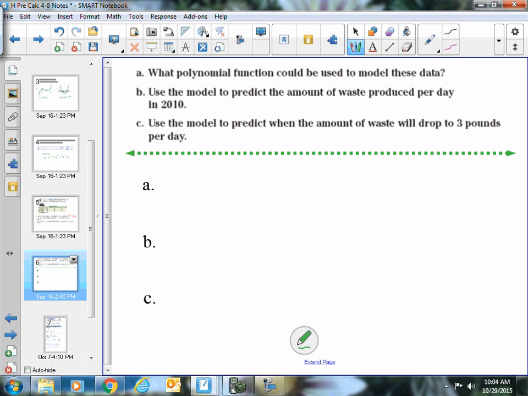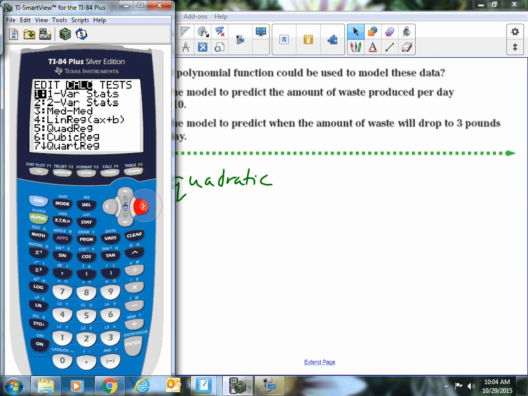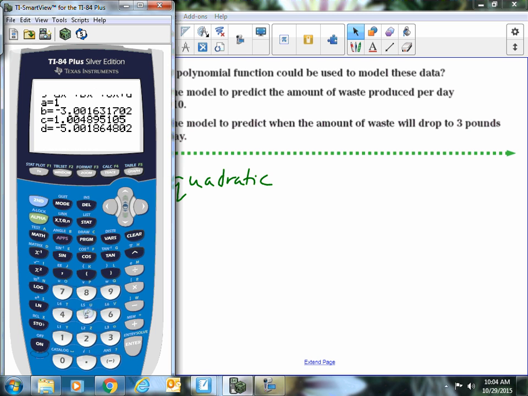So we're going to say that this is a quadratic, and we're going to figure out what that equation is, right? So this is just sort of the same thing as on the previous slide, but giving us a little space to think and look here. All right, so let's go back to stat, over to calculate, remember, and we need to find the quadratic regression, which is number 5.